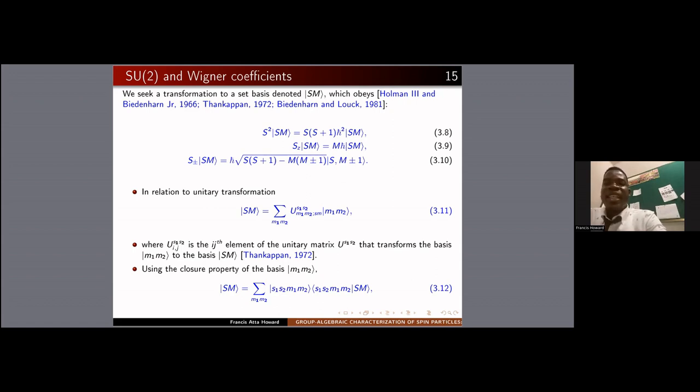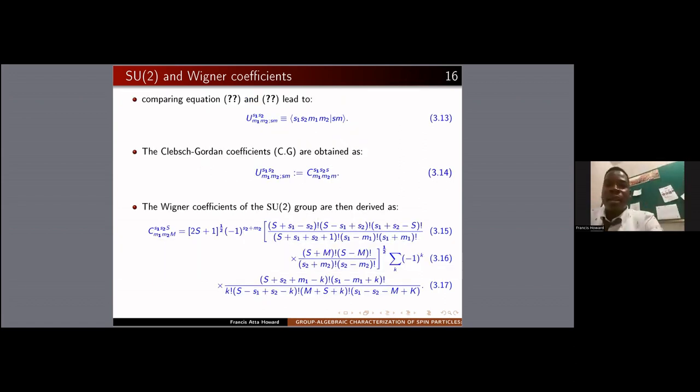That is, S squared acting on the ket |S m> equals S(S+1) times the reduced Planck's constant squared times |S m>, and S_z acting on |S m> equals m h-bar |S m>, where h-bar is the reduced Planck's constant, and also S plus or minus obeying equation 3.10. These can help us to obtain a unitary transformation. And this unitary transformation can be represented in some form of Clebsch-Gordan coefficients. The Clebsch-Gordan coefficients can be obtained when we consider the Wigner coefficients or the rotations of particles using the Racah or the Wigner form.